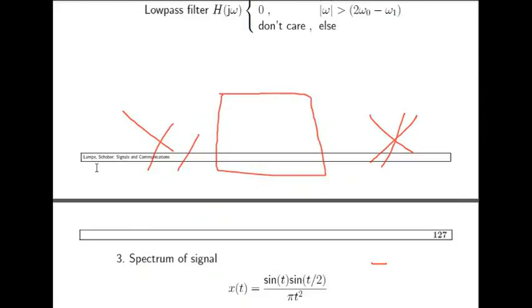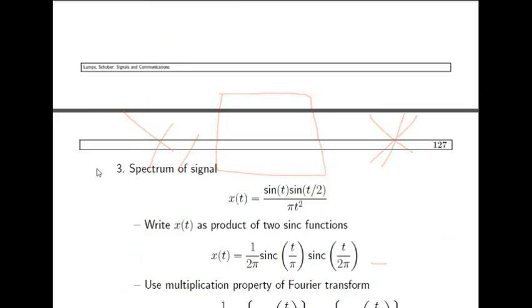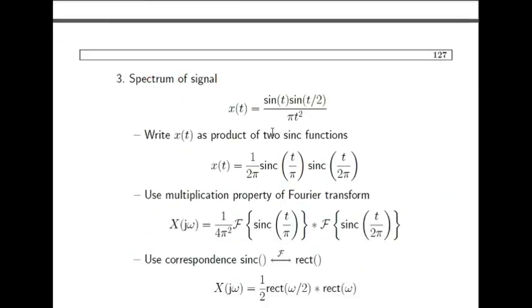Now let's see the next example, where I have x(t) as sin t into sin(t/2) upon pi t squared. I can write x(t) as a product of two sinc functions in this manner, or you can remove the pi from here. It is not necessary to use the pi, but here I have used it.